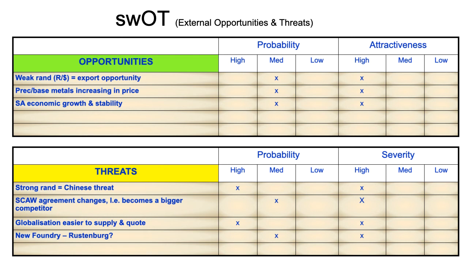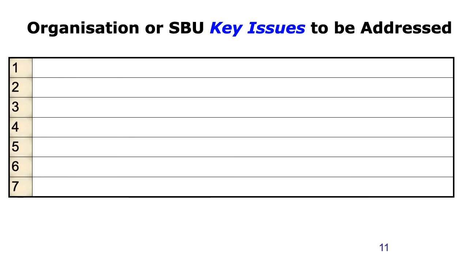Now, why did we do all these exercises? Well, we did these exercises mainly to find our key issues. What are your organization's or your SBU's key issues that need to be addressed? Remember, if you don't know what your key issues are, you can't address them. And if you don't address your key issues, you will not achieve your objectives. It's as simple as that.